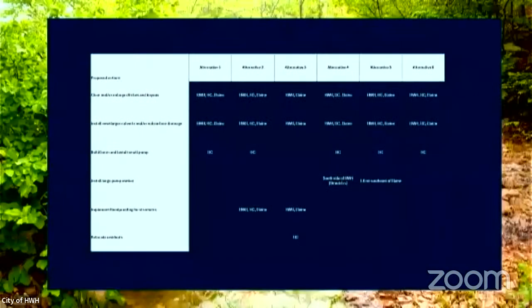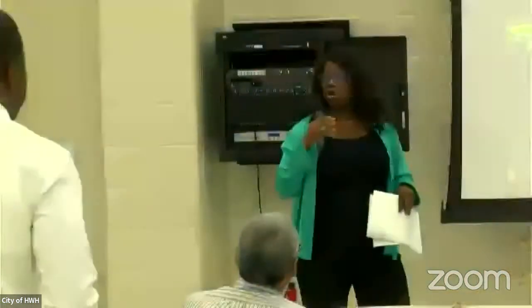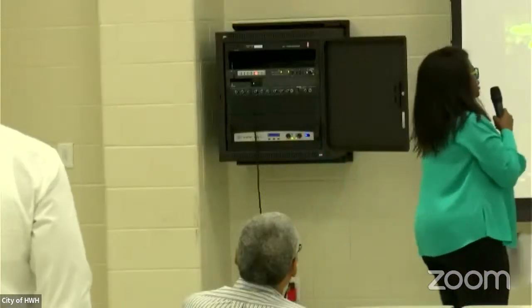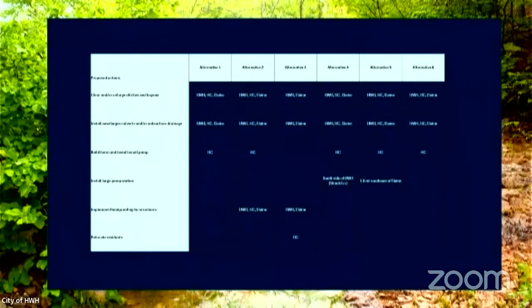We looked at installing a larger pumping station. What was the effect of doing that? Implementing flood proofing for structures. And again, none of these are standalones. These are systems. They are designed to all work together. And then lastly, the relocation of residents.